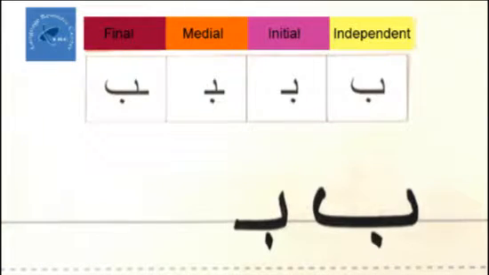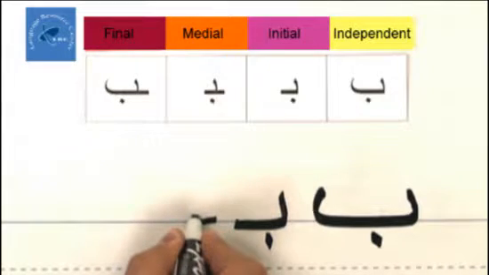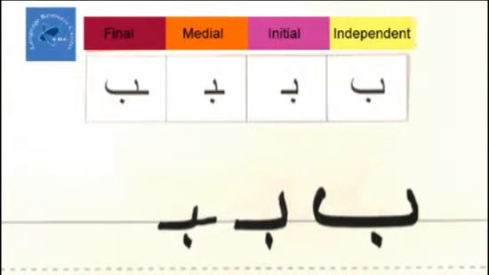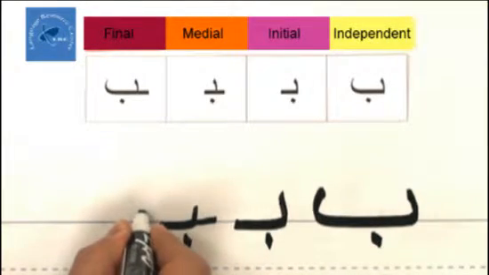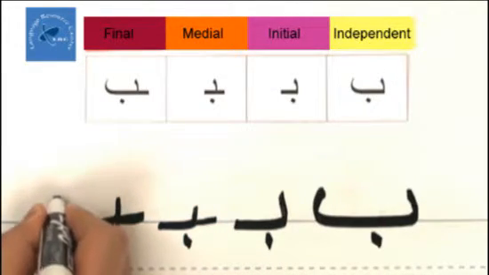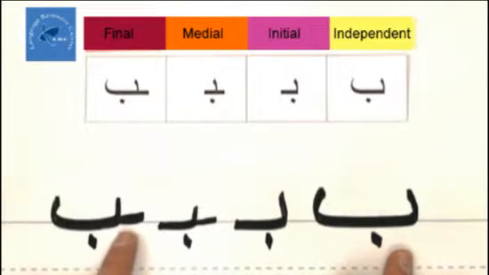Ba in the medial position, you start on the line with a small tail, you go up with a tooth and a tail, and the dot below. Ba. And ba in the final position, we do a tail, we go up, to the right, up, and dot. So basically ba in the final position and the independent position are pretty much the same, except for the ba in the final position, it has a tail preceding it.